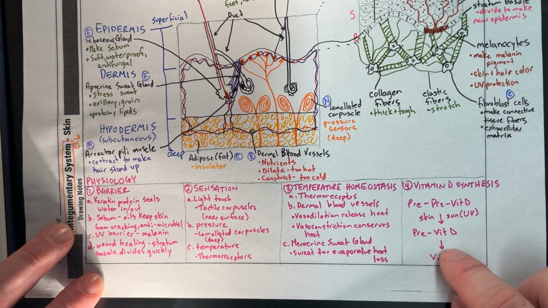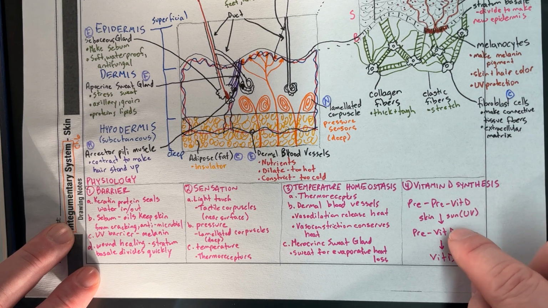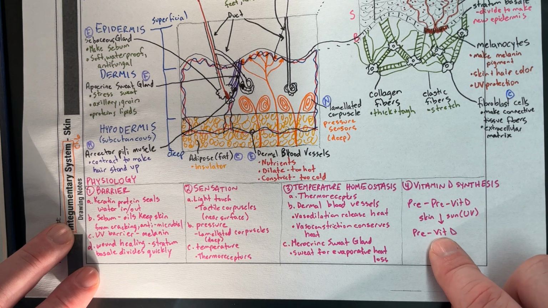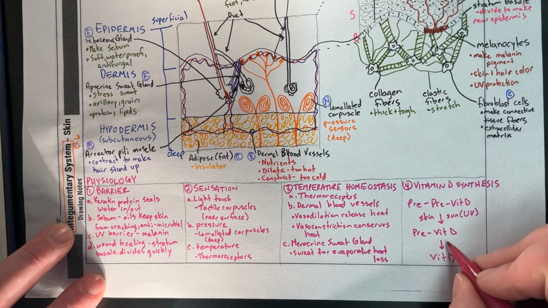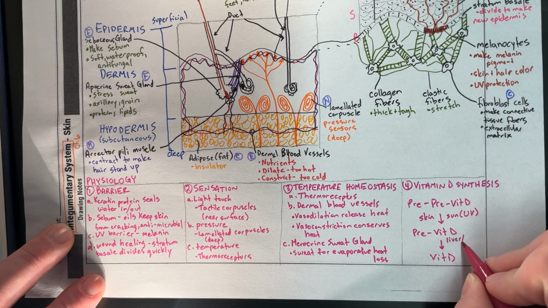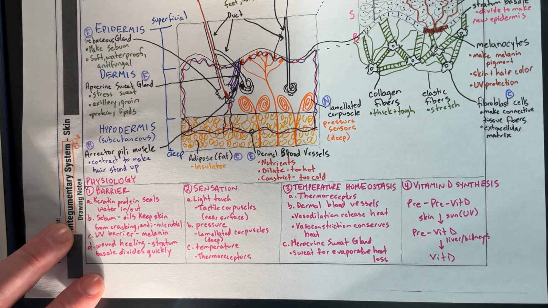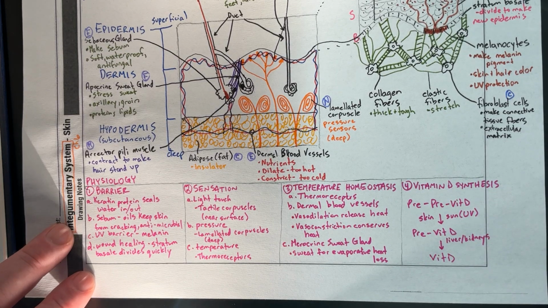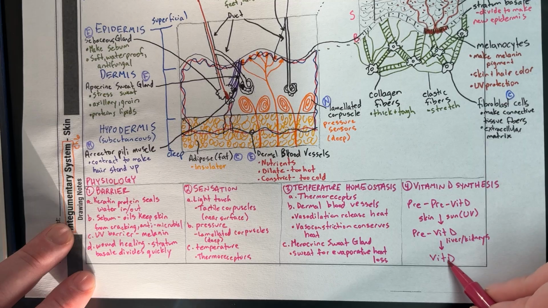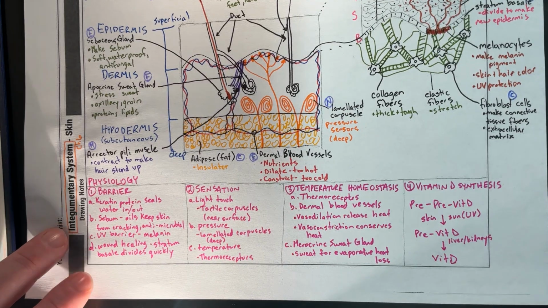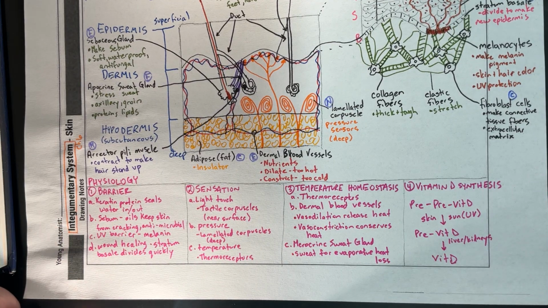And this is happening in your skin, and then that pre-vitamin D gets taken into your blood vessels to your liver and kidneys, where the second chemical transformation happens to make vitamin D. And vitamin D, we'll learn about later on, is really critical for calcium absorption in your digestive system.